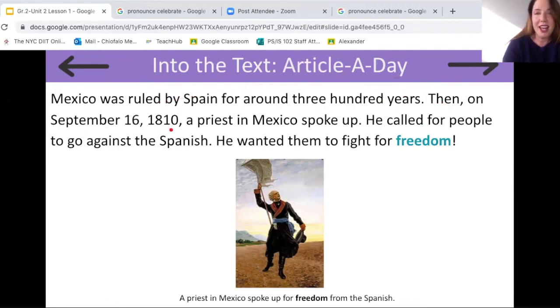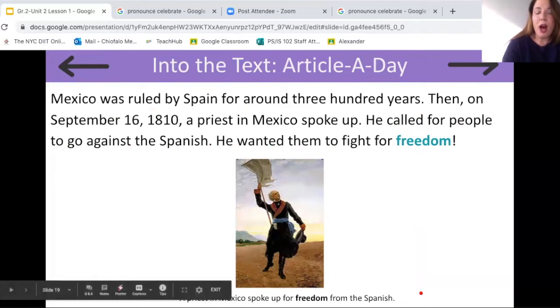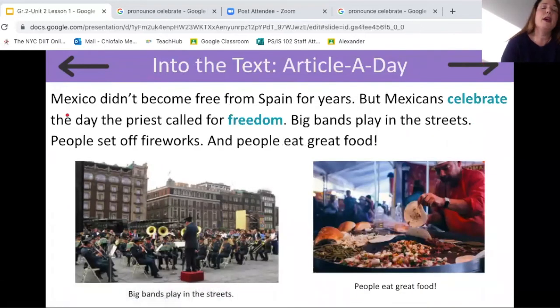September 16th, 1810, a priest in Mexico spoke up. He called for people to go against the Spanish. He wanted them to fight for freedom. A priest in Mexico spoke up for freedom from the Spanish. Mexico didn't become free from Spain for years, but Mexicans celebrate the day the priest called for freedom.